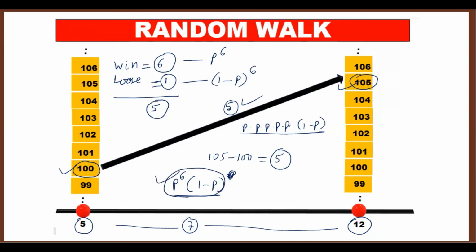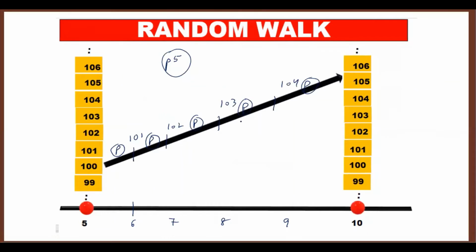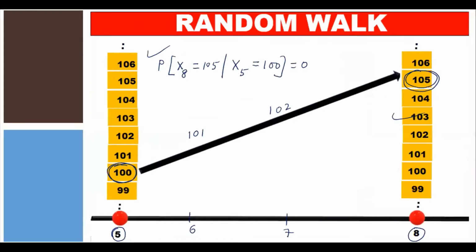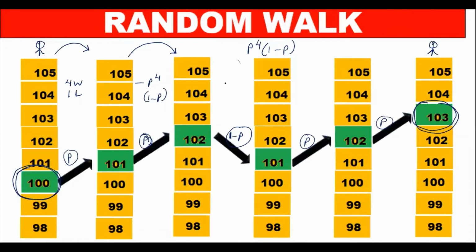Even if you go back here, when I said it's P5, every time I have to win, there is no combination. If you go back here, it's not possible. When I said P4 1 minus P, I said the path probability, not the total probability, because the one time losing can happen anywhere. We have to use the binomial coefficient.